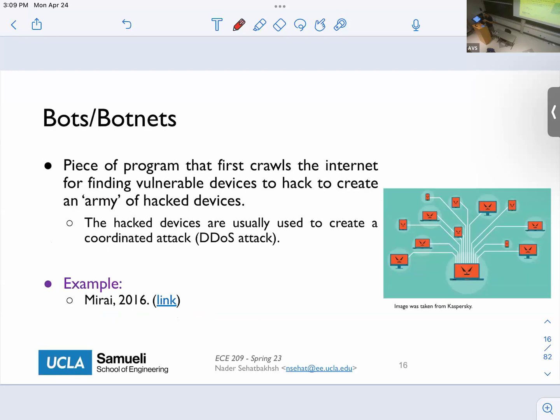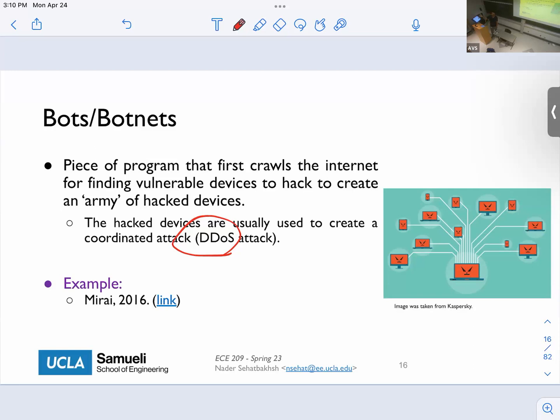All right. So apart from those, there are a whole bunch of others that I want to quickly go over. There are bots or botnets. Botnets are essentially a piece of software that crawls through the internet to find a vulnerable device, hack it, and take control of it in some sense. The goal of these botnets is to create an army of bots such that they can be synchronized and do something malicious all together. They are usually used for what we call distributed denial of service attacks, or DDoS. The most famous example is the Mirai botnet that happened in 2016, which targeted lots of high-profile websites, including many banks, and things like Facebook, Amazon, and Netflix.